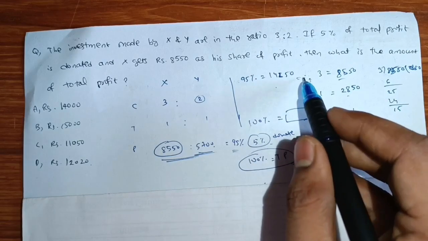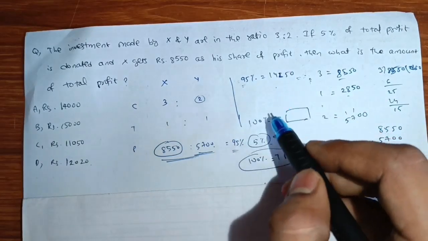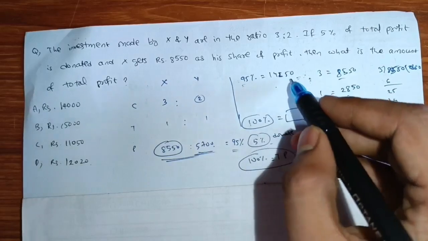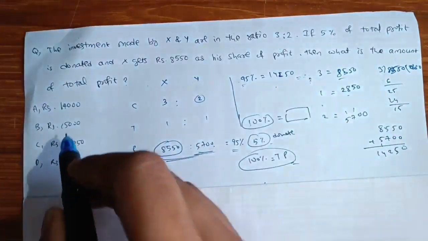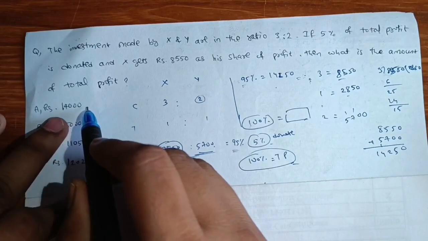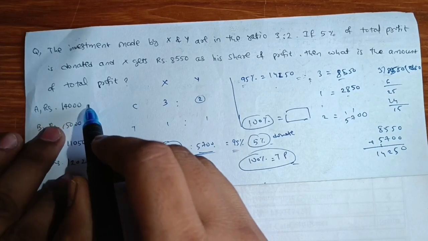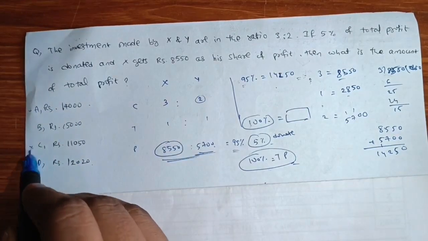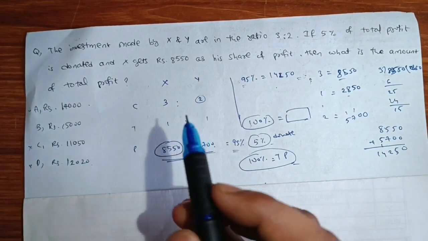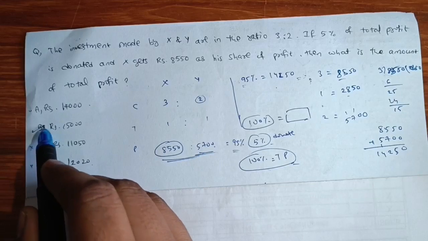14250 is 95%, so for 100% it will be more than 14250. So here we need to check: 14000 is less than 95 percentage, so it is not a valid answer. Again this C is also not valid, D is also not valid, so it is maybe option B.